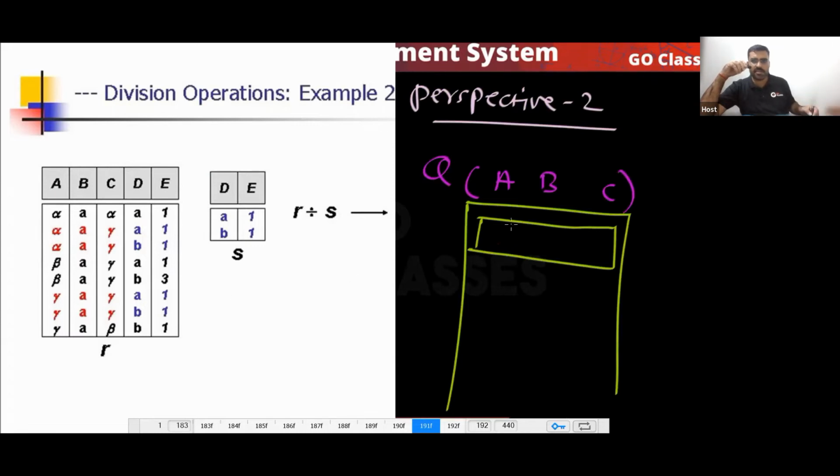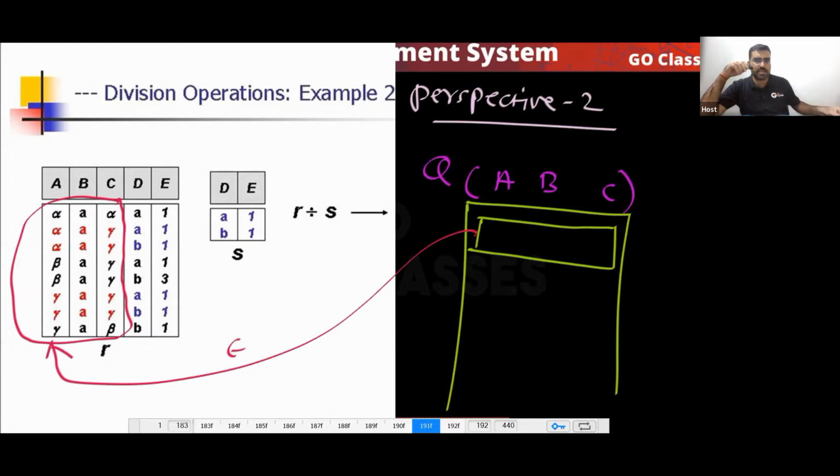These things are very clear: if I put something here, this will come definitely from here. Agree? This thing is clear. So this will definitely come from here. Okay, that is fine. What is the second point?